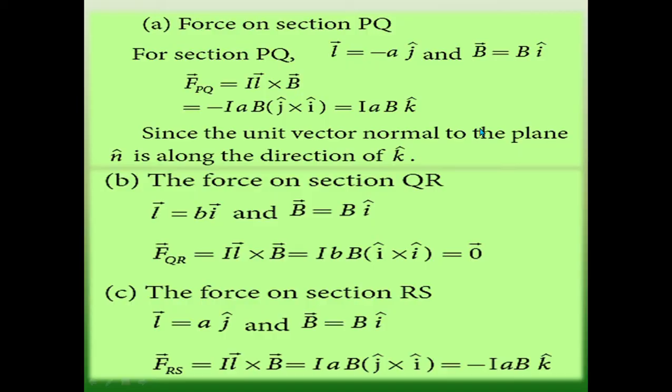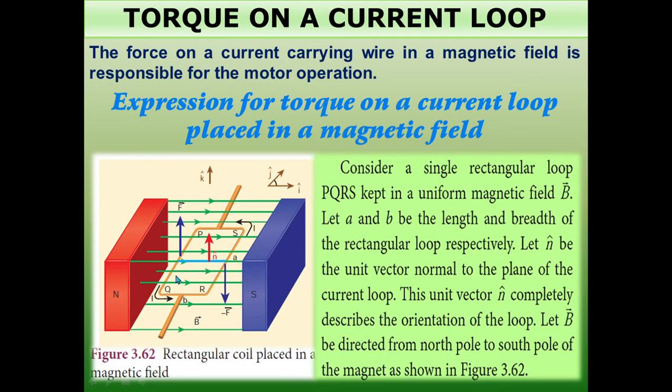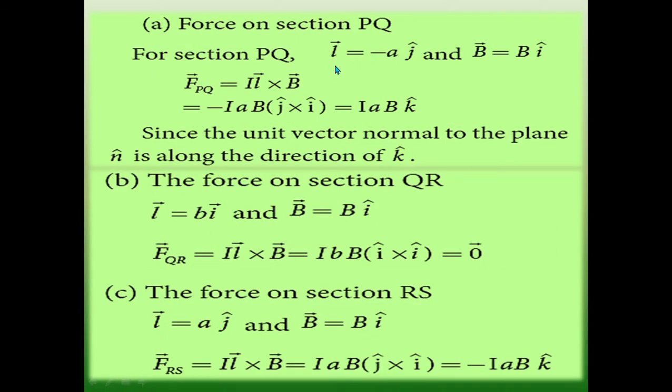Here this is the J vector direction, but the charge is acting in a downward direction. That means P to Q is downward, and downward means negative, minus J. That is why we can write L vector is equal to minus a J cap, and B vector is equal to B I cap.